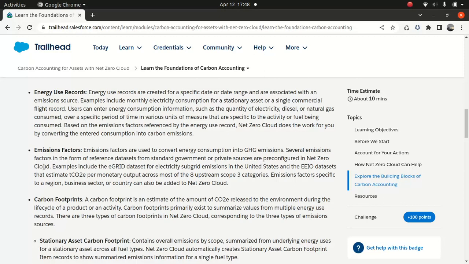For instance, Net Zero Cloud provides us, especially in the trial org which I have at this stage, with data that usually contains North American data, right? I'm not from North America. I'm from New Zealand. So if I wanted to do that, I need to get the New Zealand data, right? So there is an option which you can configure.